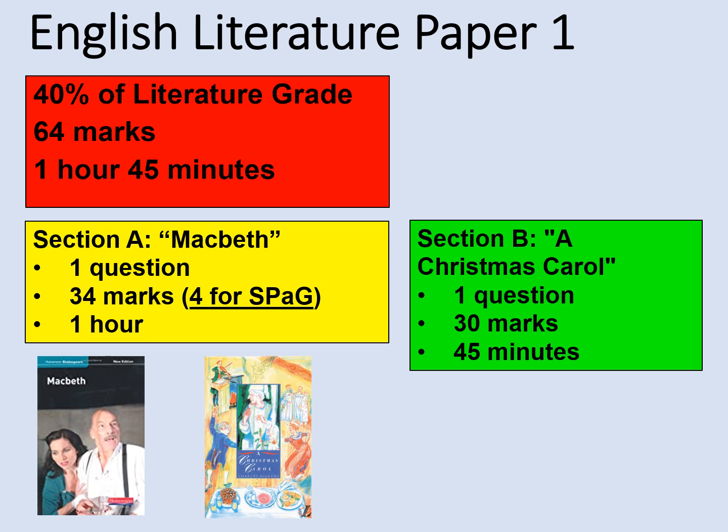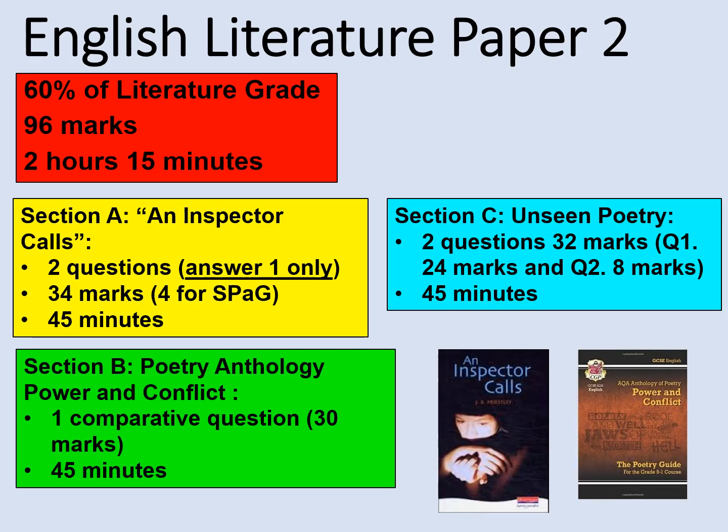Section B focuses on A Christmas Carol. Again, students would answer 1 question. This section is worth 30 marks and students would be expected to spend 45 minutes on this question. English Literature Paper 2 is worth 60% of the final literature grade. 96 marks are allocated for this paper. The paper is a long one, it is 2 hours and 15 minutes.